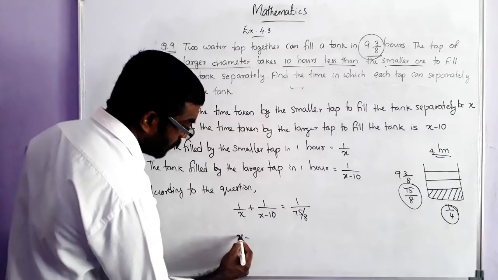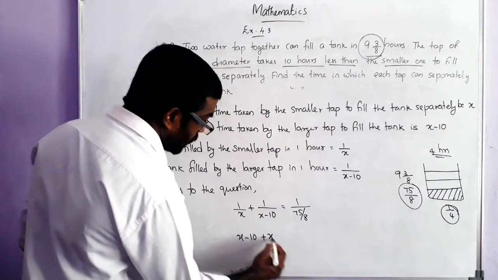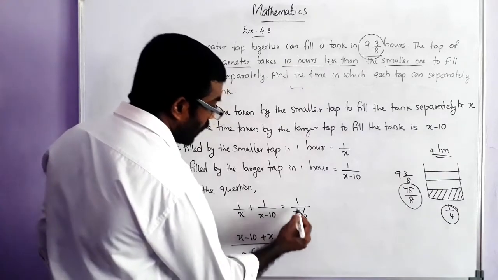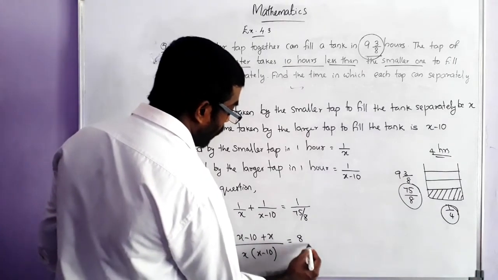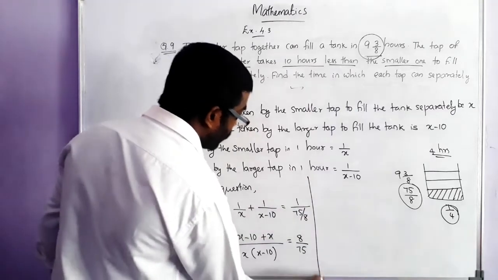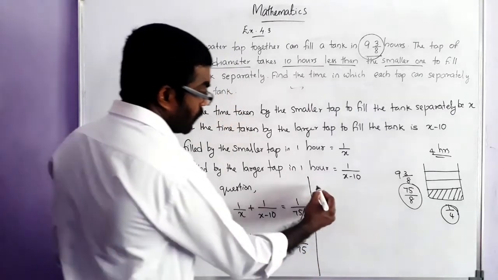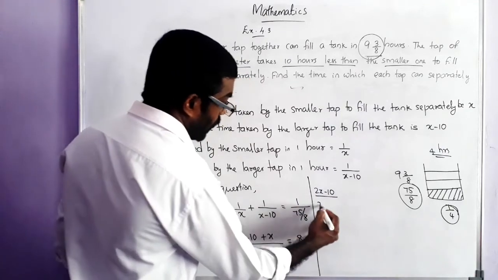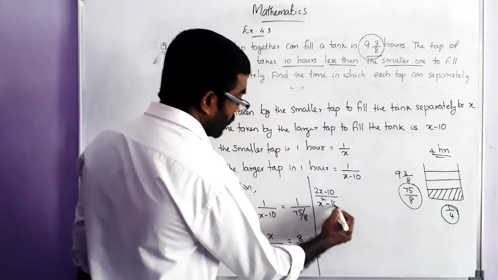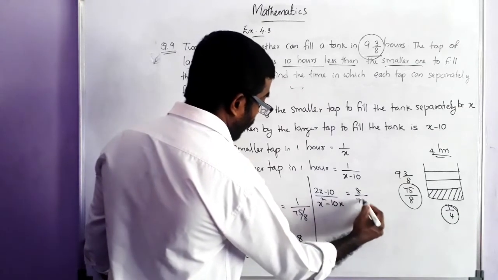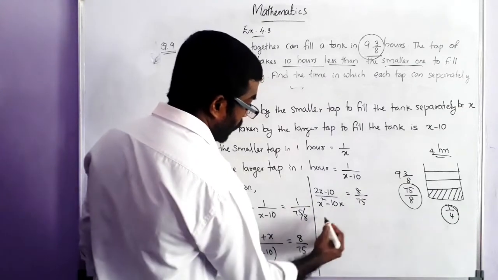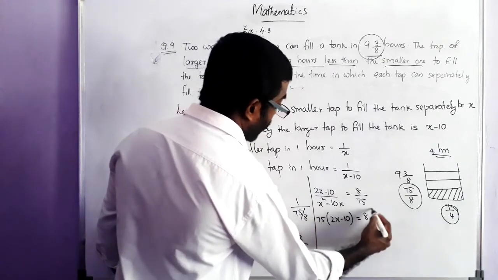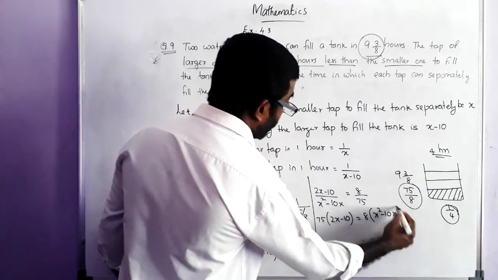x minus 10 plus x divided by x into x minus 10, which is equal to, you can take the reciprocal, 8 by 75. x plus x is 2x, so 2x minus 10 divided by x into x is x square, minus 10 into x is 10x, which is equal to 8 by 75. Again we can cross multiply this 75. 75 into 2x minus 10 is equal to 8 into x square minus 10x.